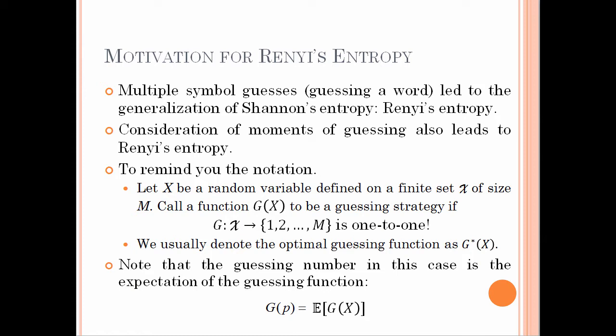I'd like to remind you of the notation, which you may not remember from our past lecture, that we let X be a random variable defined in a finite set 𝒳 of size m. We call a function g(X) the guessing strategy or guessing function if g maps this finite set 𝒳 to another set of elements 1 to m. So this mapping needs to be 1 to 1. We usually denote the optimal guessing function with g*(X). I would like to also note the guessing number in this case is the expectation of the guessing function.